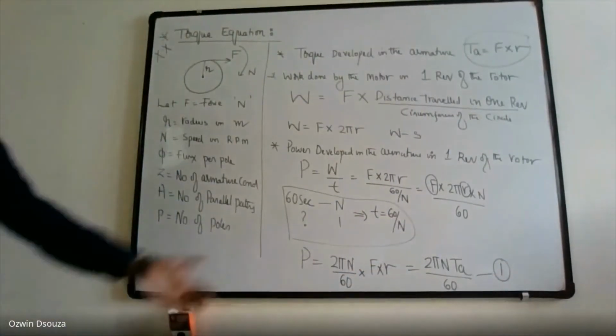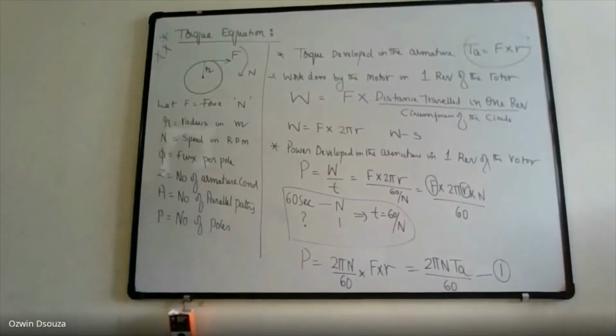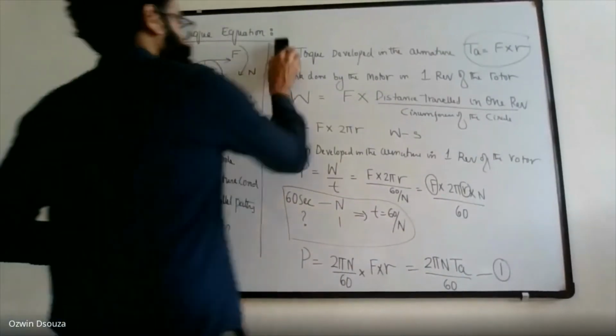So P refers to the power developed in the armature. Okay, so it is given by 2 pi N TA divided by 60. Alright, so let's keep this equation aside.